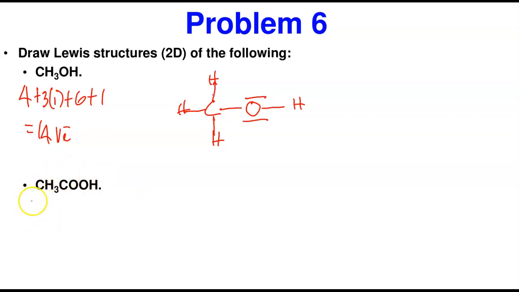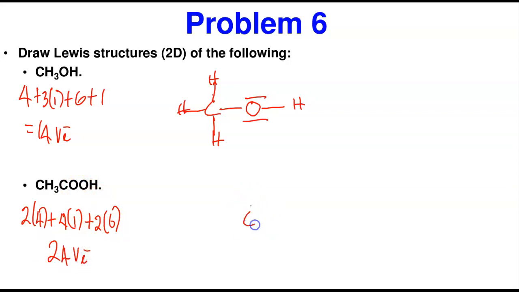So let's calculate it. Here we have carbon is 4, so let's just say 2 times 4 for the carbons, plus hydrogen is 3 plus 1 here is 4, so let's say 4 times 1. I didn't do it here, but it's okay. You can do it individually if you want. Plus oxygen is 6. There are two oxygens here. If you add everything together, it's going to give you 24 valence electrons.